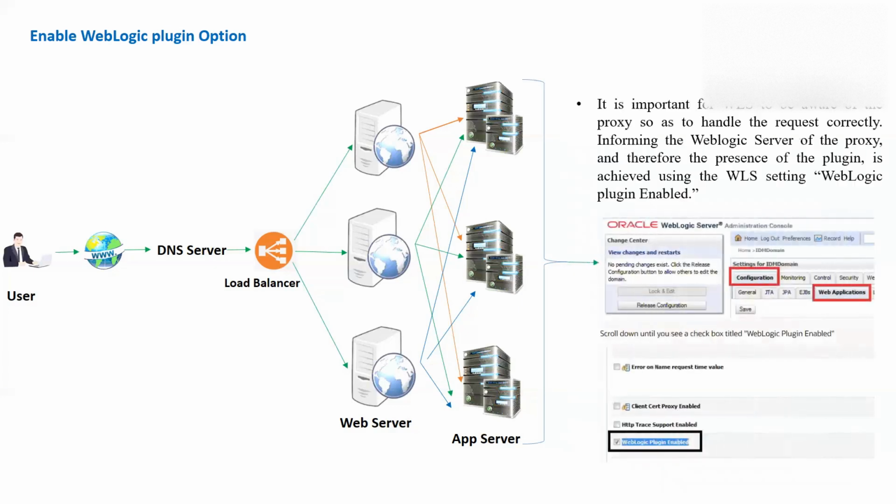When we are configuring the WebLogic plugin or web server plugin for forwarding the request from the web server to your application server, which is a WebLogic server, then to make your WebLogic server also aware of requests coming from the web server, you need to enable one parameter, which is called the WebLogic plugin parameter. That plugin parameter needs to be enabled on the WebLogic server as well. It is inside your server configuration under the web application option, which is shown in the picture.